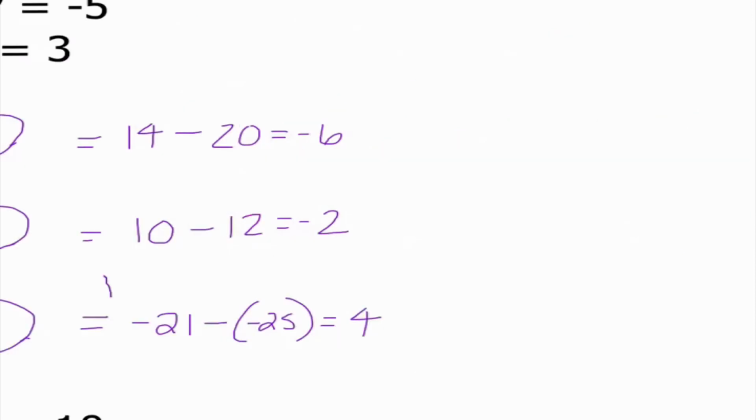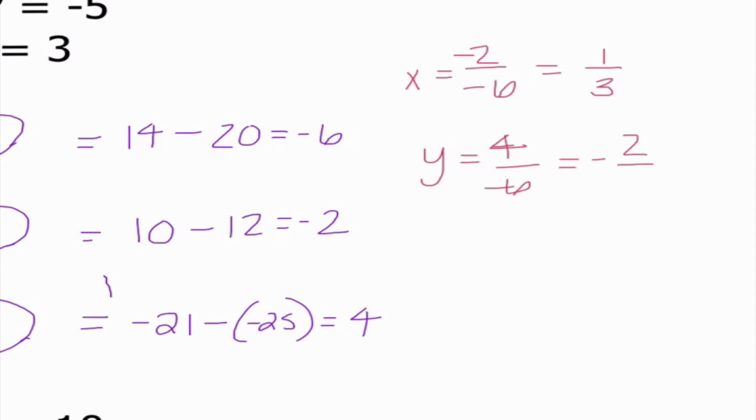Now based on these, let's find our answers. x is D sub x divided by D, which is 1/3. Our y value is D sub y divided by D, which becomes negative 2/3. So that gives us (1/3, negative 2/3) as our solution.